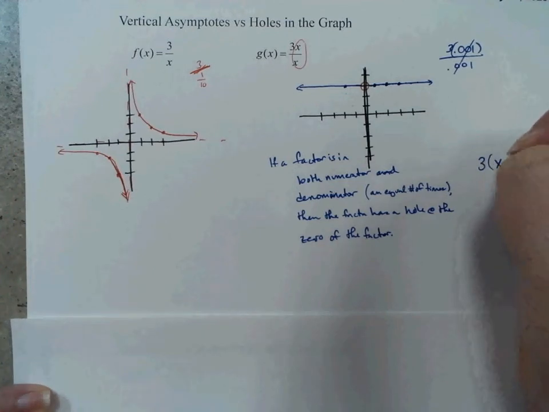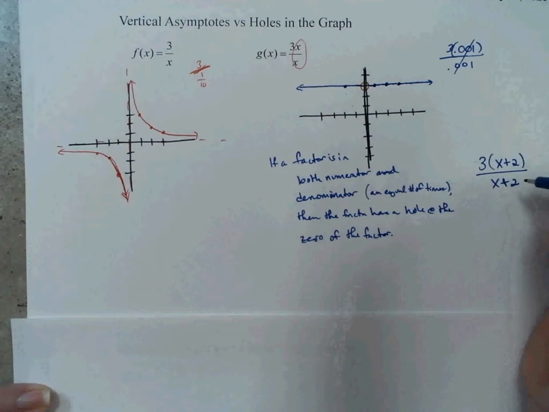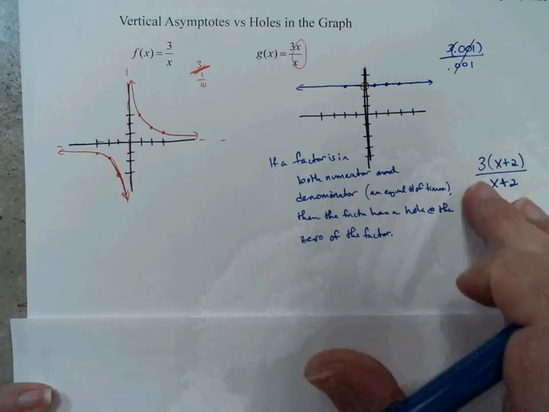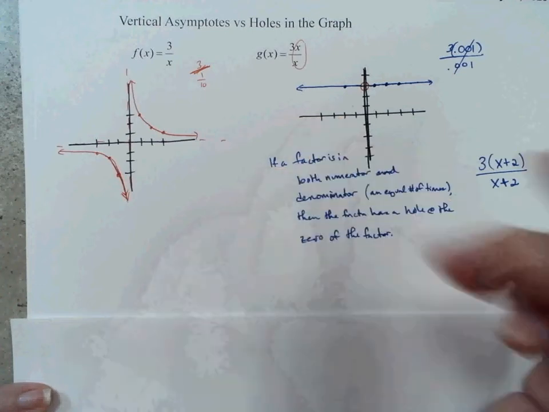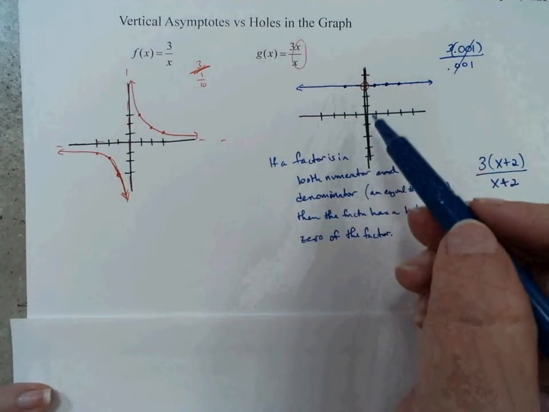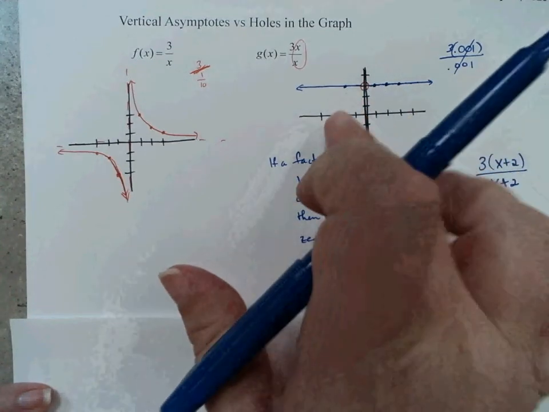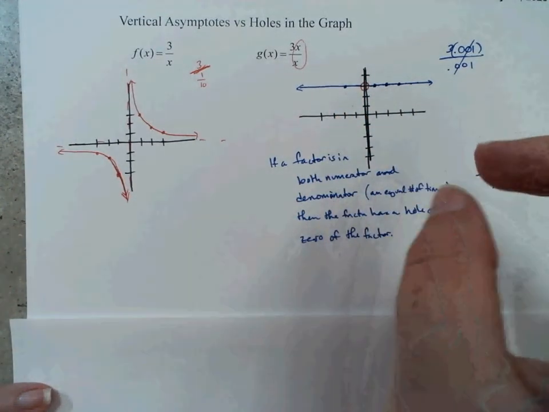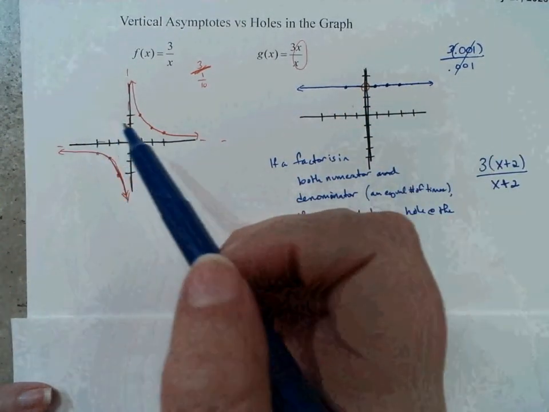It's kind of hard to see it as a factor, so let me draw you another example. What if I had 3 times x plus 2 divided by x plus 2? The 0 of x plus 2 is -2, because -2 plus 2 is 0. So this function will look exactly the same as this one, only the hole would be at -2, comma 3, not at 0, comma 3. So it's interesting because the hole in the graph has an actual coordinate point.